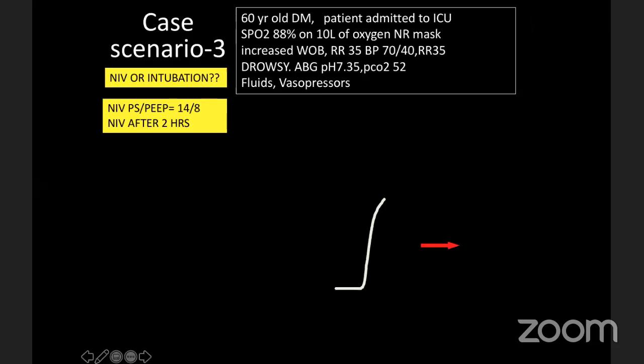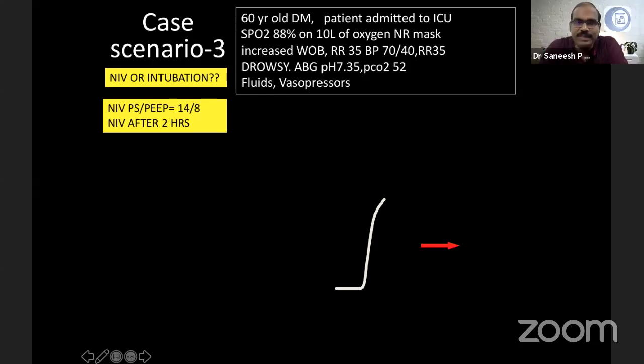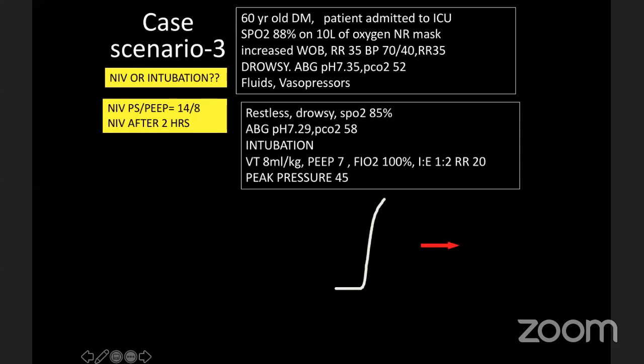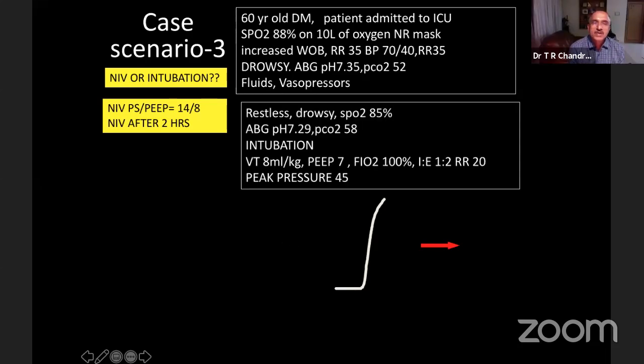So after your fluids and vasopressors, if sensorium is better and hemodynamics improves, would you go for an NIV or intubation? Sir, provided he improves, his drowsiness is fine, he is conscious, oriented, then NIV for sure. If his drowsiness is the same and he is on vasopressors and hemodynamic compromise, better to intubate. Now okay. If he improves, we give NIV. And what are the indications of NIV?